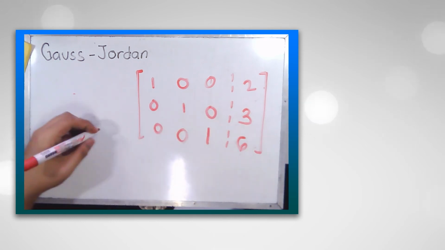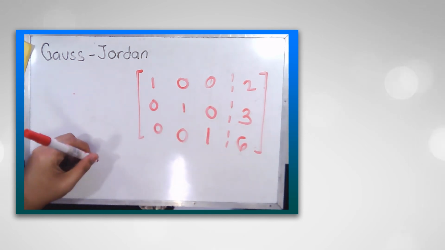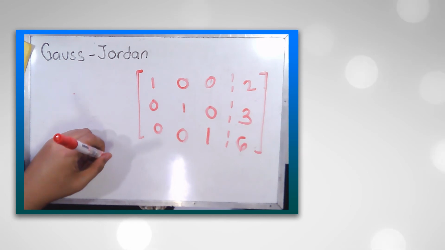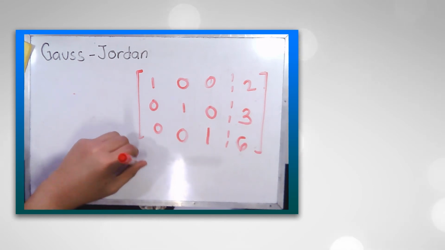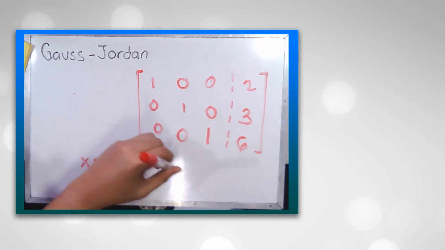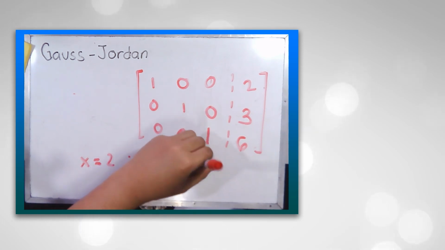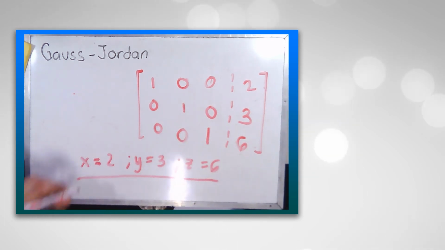So the values now are x is equal to 2, y is equal to 3, and z is equal to 6. These are the values of x, y, and z from the example that was given to us. And at this point, we have just solved it.